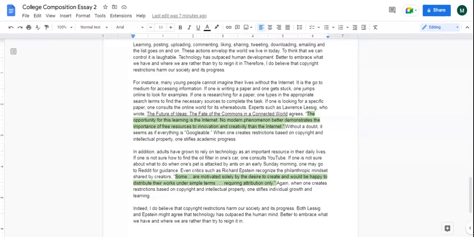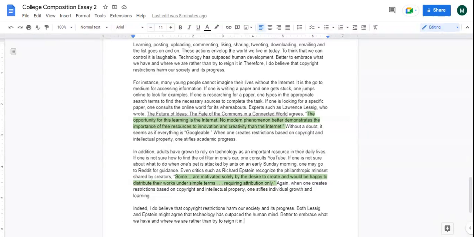For instance, many young people cannot imagine their lives without the internet. It is the go-to medium for accessing information. If one is writing a paper and one gets stuck, one jumps online to look for examples. If one is researching for a paper, one types in the appropriate search terms to find the necessary sources to complete the task. If one is looking for a specific paper, one consults the online world for its whereabouts. Experts such as Lawrence Lessig, who wrote The Future of Ideas, The Fate of the Commons in a Connected World, agrees. The opportunity for this learning is the internet. No modern phenomenon better demonstrates the importance of free resources to innovation and creativity than the internet. Without a doubt, it seems as if everything is Googleable. When one creates restrictions based on copyright and intellectual property, one stifles academic progress. And we could say, just one stifles progress, and I could have just kept it there.